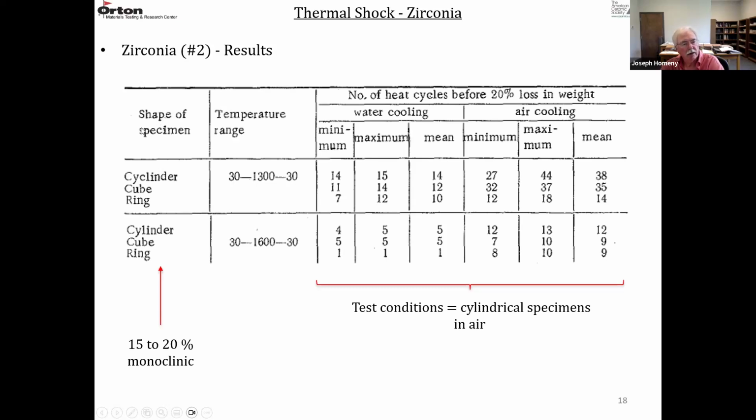So this is the effect of the shape of the sample: cylinders, cubes, and rings. This was the temperature range, 30 to 1300 to 30 degrees C. This is a higher temperature range, 30 to 1600, back down to 30. And these materials were in the 15 to 20% monoclinic range. And this was water cooling, and this was air cooling. So if we look at the means here, that's the average number of cycles before 20 weight percent loss.